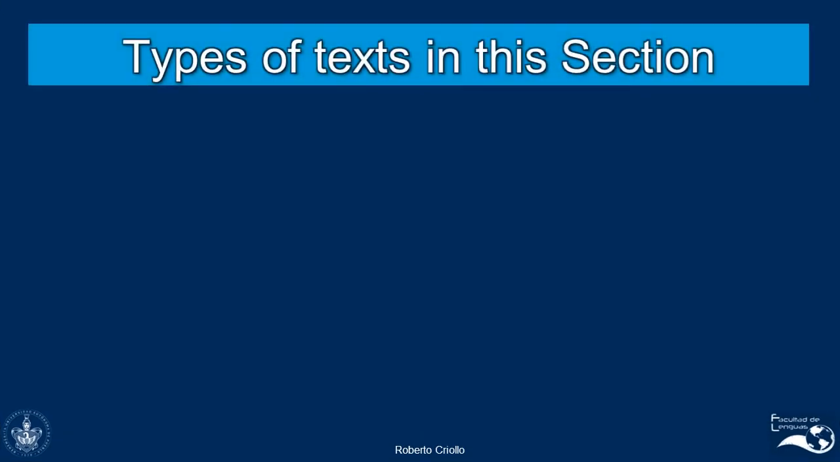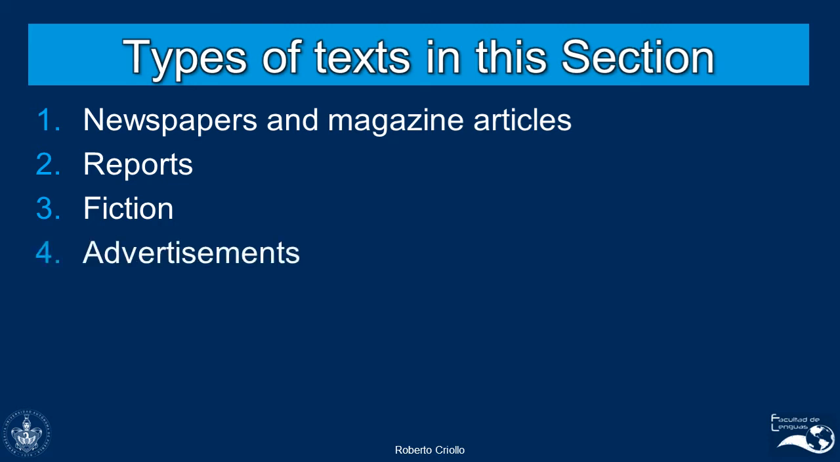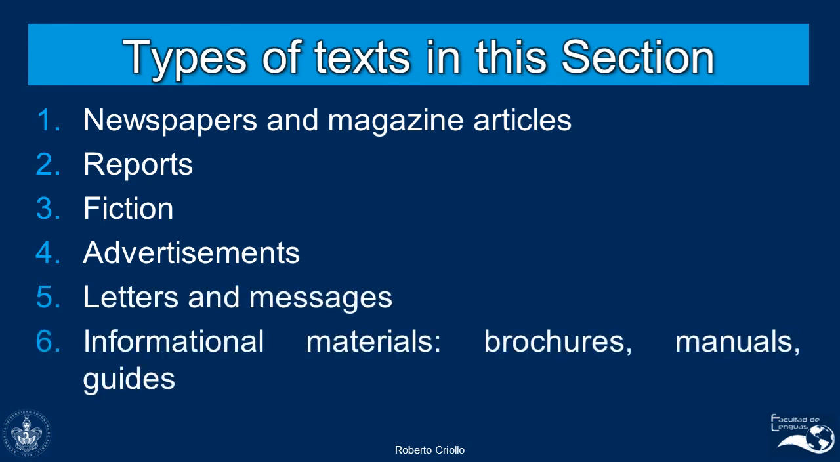So, I will tell you now the kind of text that you will find in the reading section of Cambridge's B2 First. Basically, there will be some newspaper and magazine articles. There could also be some reports, some excerpts from fiction, such as novels or short stories. You will also find advertisements, letters, and messages, and some kind of informational materials in general, such as manuals, guides, and brochures.